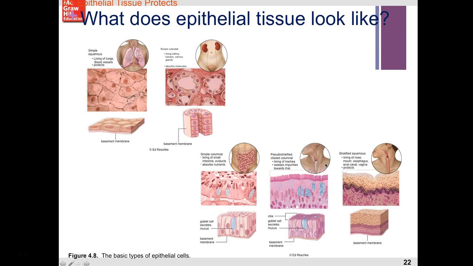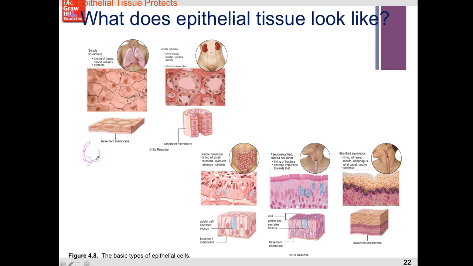So here are some examples of where you're going to find these cells. Here's simple squamous. So again, just one layer of flat cells. Simple means one layer, squamous means flat. And we're going to find this in the area of the lungs. So this is important. I'll just go into detail on this one to have it all make sense. But if we look at the air sacs in our lungs, we want those cells to be nice and flat. And the reason we have that, let me just draw an air sac here real quick.